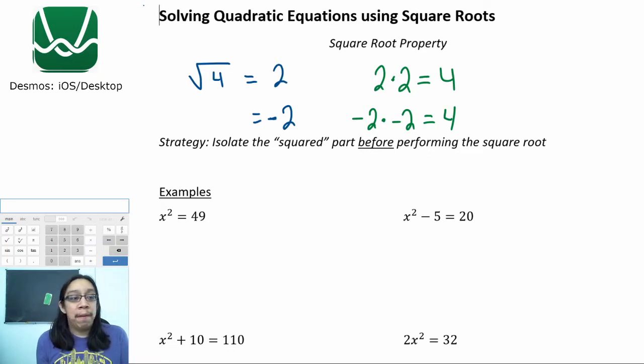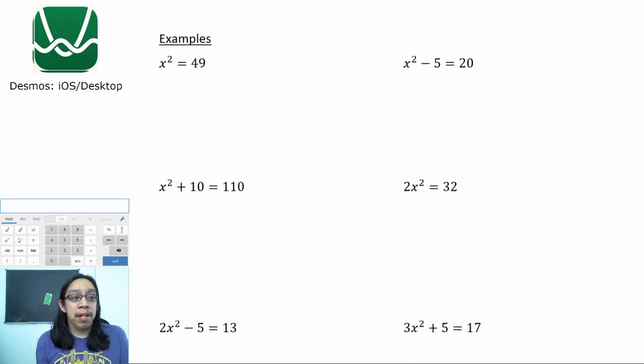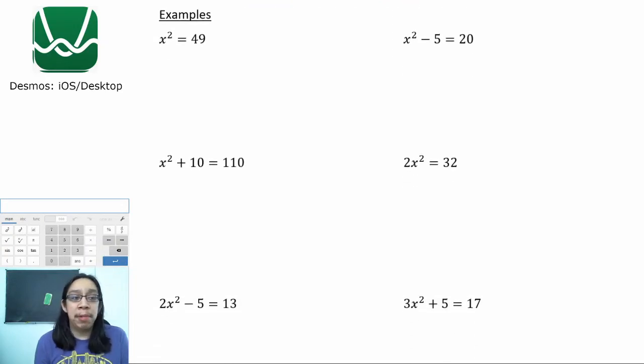So look at this first example here. x squared equals 49. A pretty simple example. So how do we get started? The idea is that you want to go ahead and try to isolate the squared part. Now, what do I mean by that? Basically, you have to look at your entire equation and make sure to check to see if that x squared, or whatever that variable squared is, is completely by itself. Now, in this case, the x squared is completely by itself.